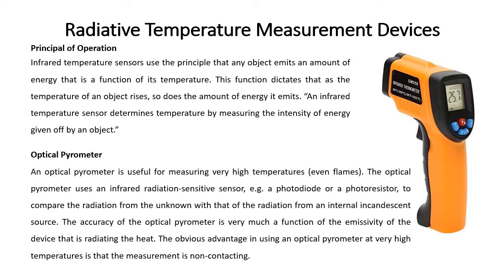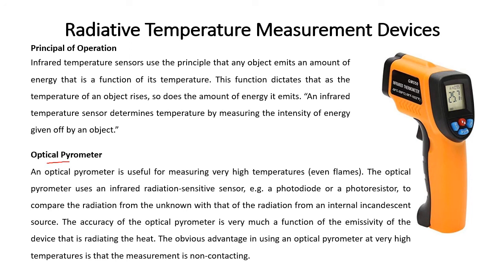What's the principle of operation? So principle of operation, infrared temperature sensors use the principle that any object emits an amount of energy that is a function of its temperature. This function dictates that as the temperature of an object rises, so does the amount of energy it emits. An infrared temperature sensor determines temperature by measuring the intensity of energy given off by an object.